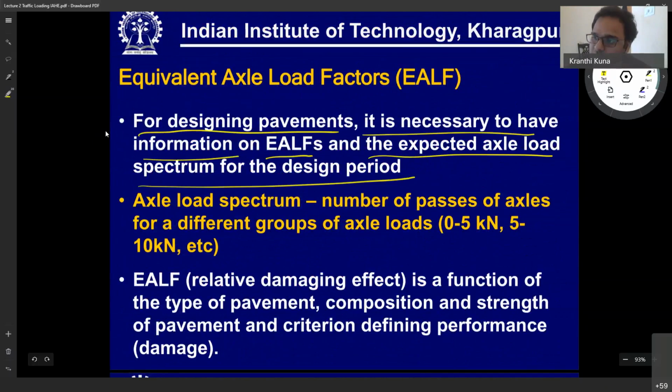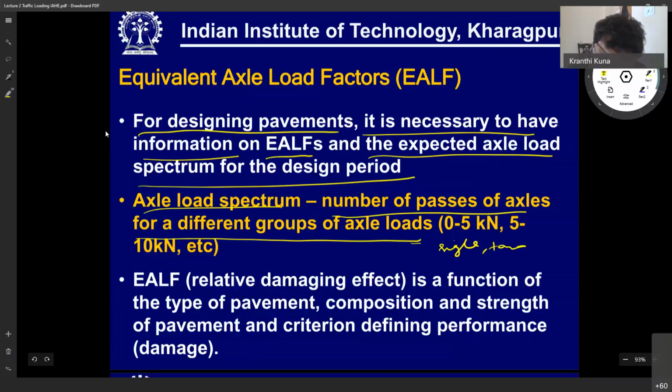So axle load spectrum is for different axle load groups. Okay, we have seen the axle load spectrum, but I'll show it in the next example as well. Axle load spectrum is the number of passes of axles for different groups of axle loads. So you have single axles, tandem axles and tridem axles, each having different load groups. We have to separate based on these three categories. That is what axle load spectrum is.